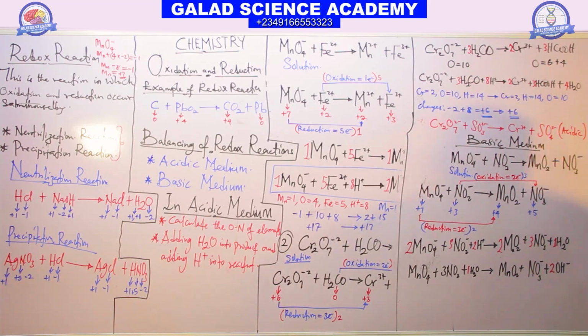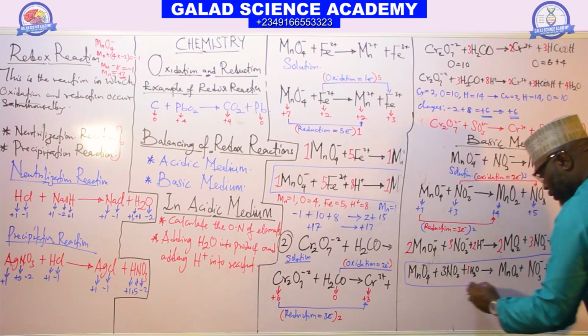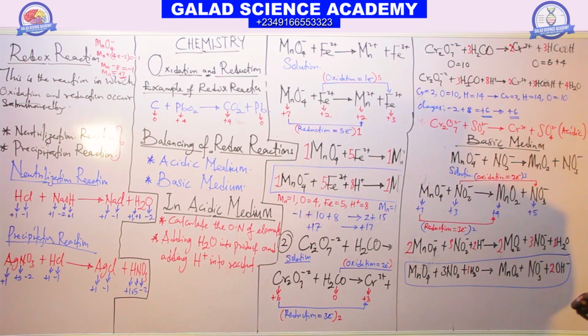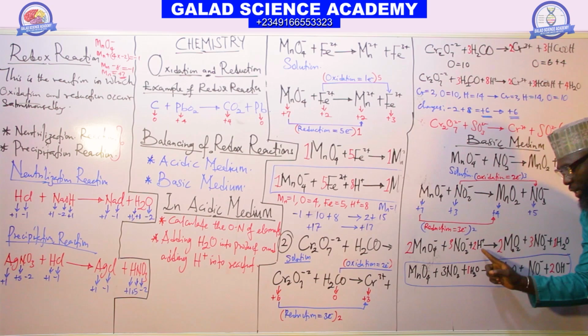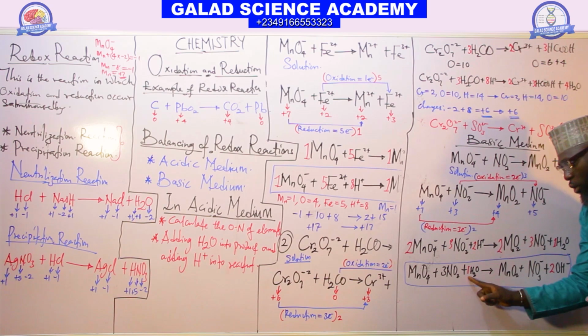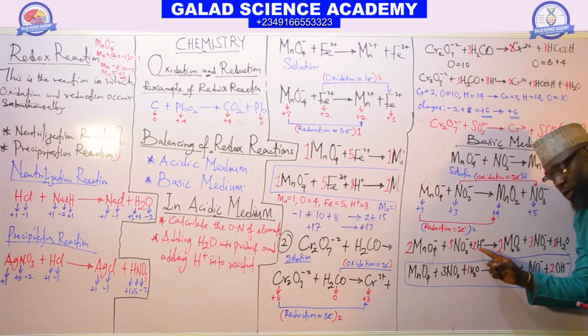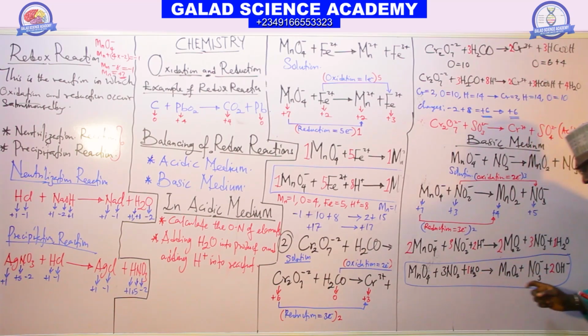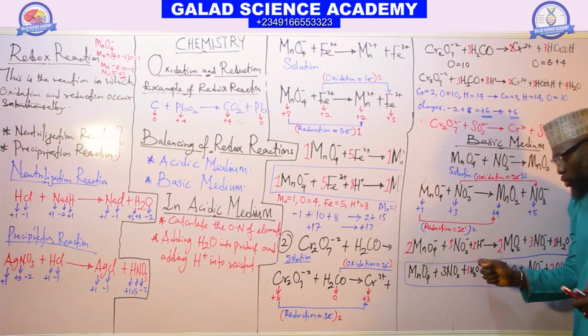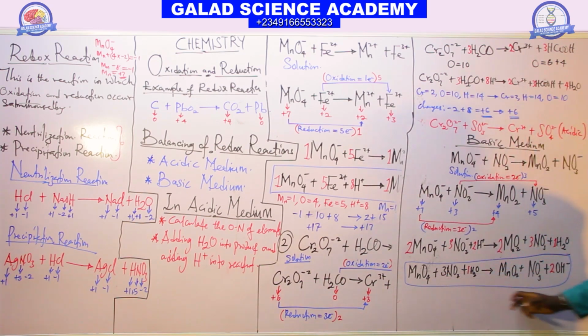So this is the balancing of basic medium. You will first of all balance it in acidic medium. The number of hydrogen you have here, change it to water. If it is 2, you write 1. If it is 4 you have here, you write 2 water. This one that is water, multiply it by 2. Then change the water to hydroxy. Change hydrogen ion here to water. Divide by 2. This is the basic medium.